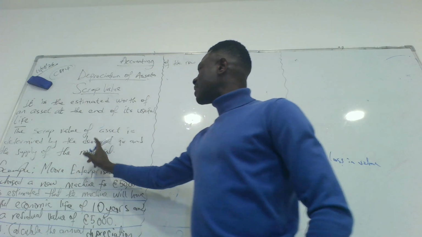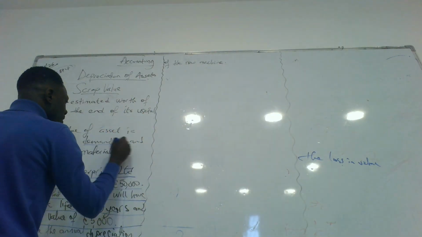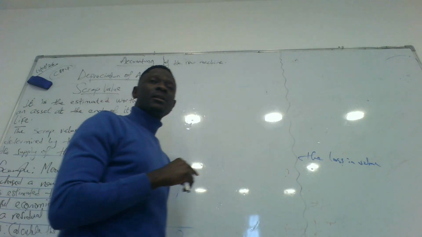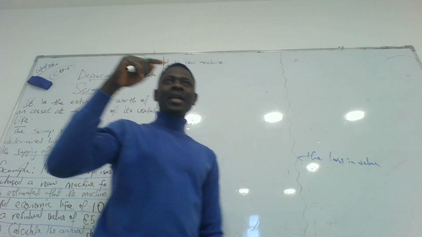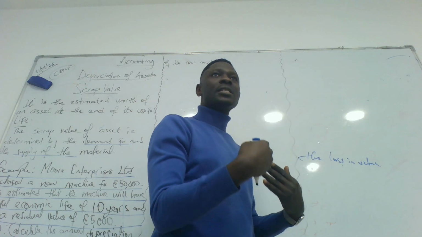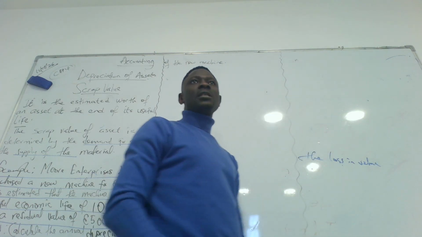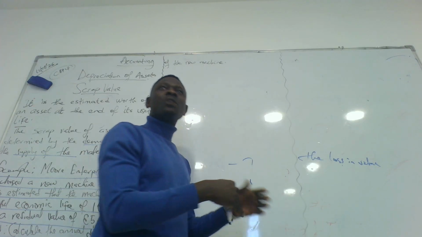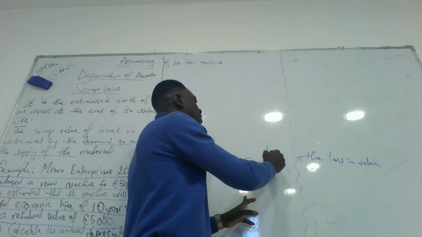So the scrap value of an asset is determined by the demand for and the supply of the material. So what are they trying to say here? The value of an asset will be based on how much people need the asset or how little people need the asset. So if the asset is always going to be available, not scarce, the value of the asset will fall.